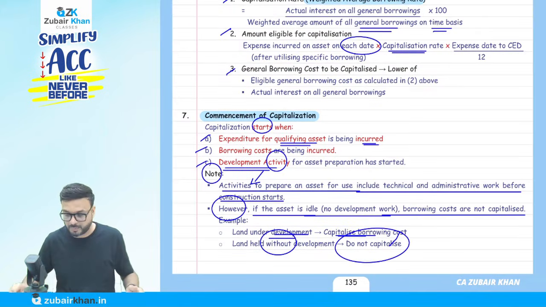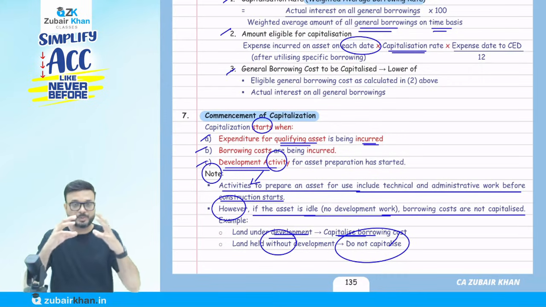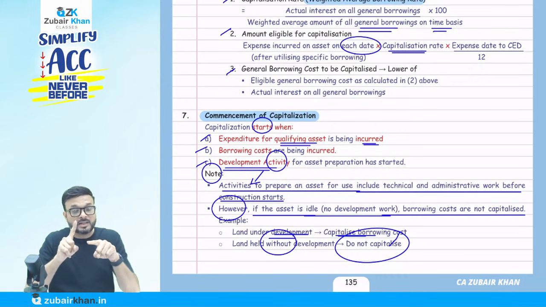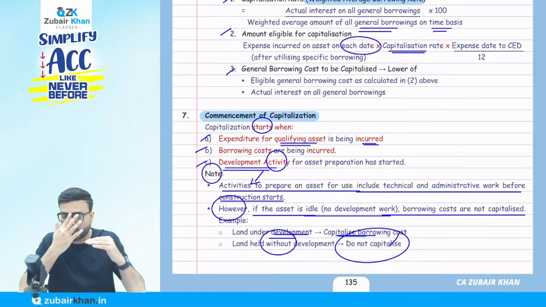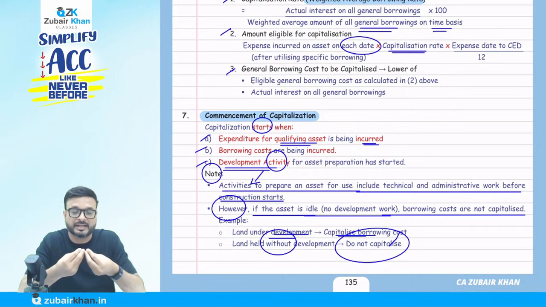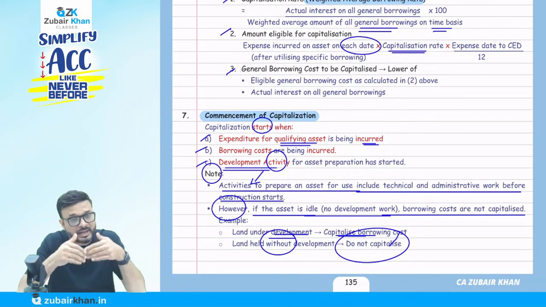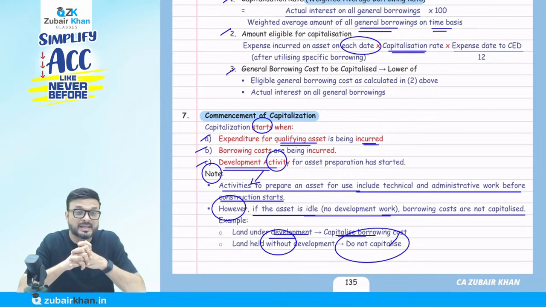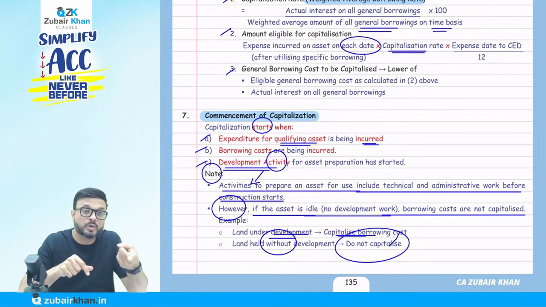Let me tell you why they're saying this. First of all, let me explain the development activity. Activity should be started on the qualifying asset. What do you mean by activity? They say even the administrative work or the technical work has been started, like the architect and civil engineer designing, that is also activity. But they say it should not happen that you purchase a land and you're not doing anything on that.